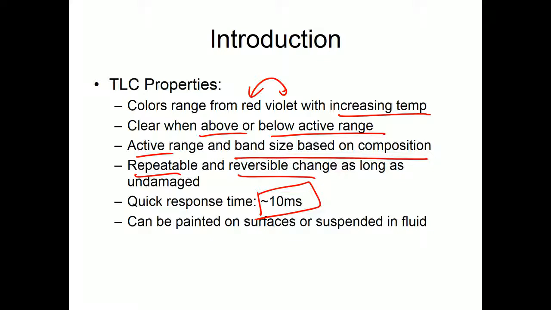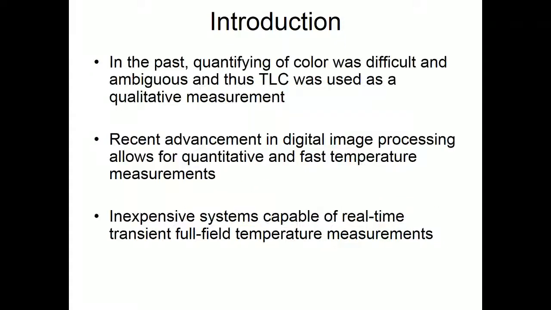Can be painted on surfaces or suspended in fluid also. This is a very interesting point. Can be painted on surfaces means this will enable you to gauge the surface temperature, which is of paramount importance when you are trying to find out your Nusselt number. You need to know your wall temperature. It can also be seeded in the flow. That means you just seed it into the flow field and it will light up and show you the temperature of the flow field. So, there are both ways by which you can actually get this done.